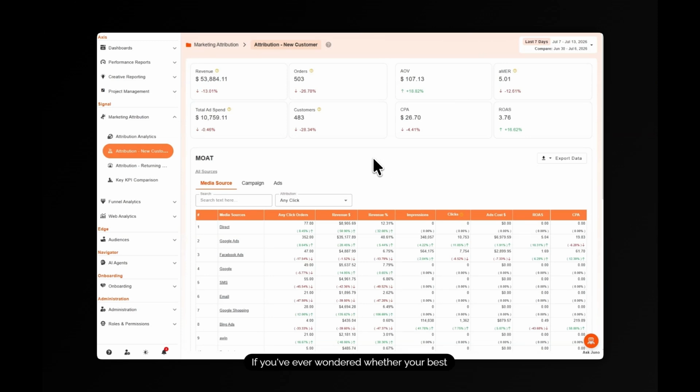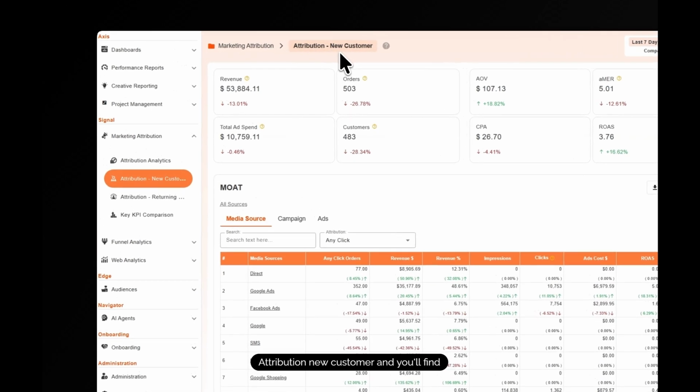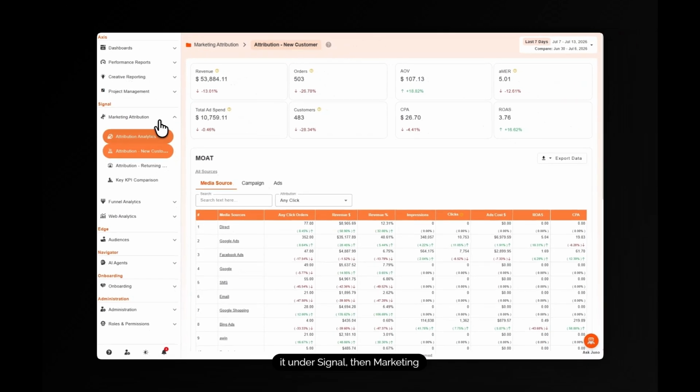If you've ever wondered whether your best channel is actually winning you new customers, or just getting credit for people who'd have bought anyway, this dashboard answers that. It's called Attribution New Customer, and you'll find it under Signal, then Marketing Attribution, and Attribution New Customer. Where the main Attribution Analytics dashboard blends every customer together, this one strips out repeat purchases entirely. This dashboard shows you only first-time buyers.